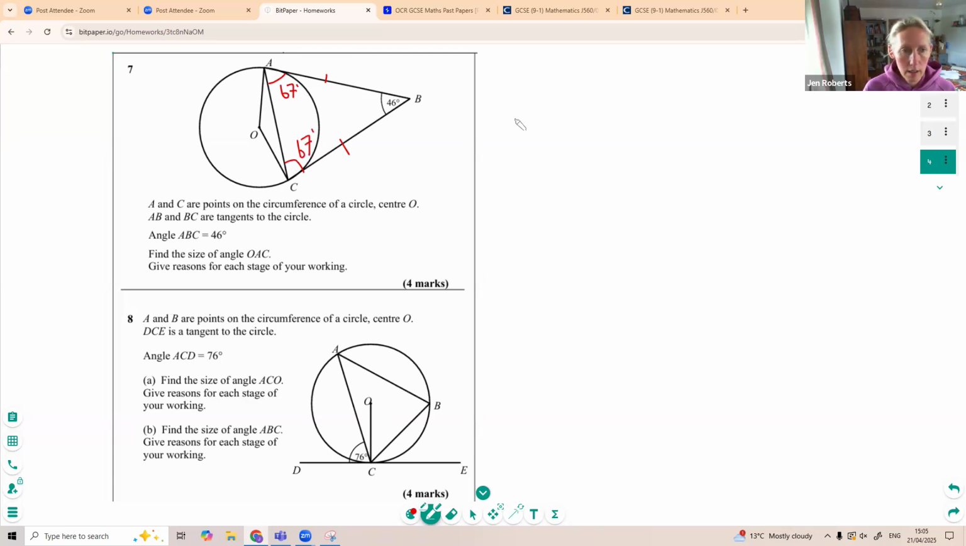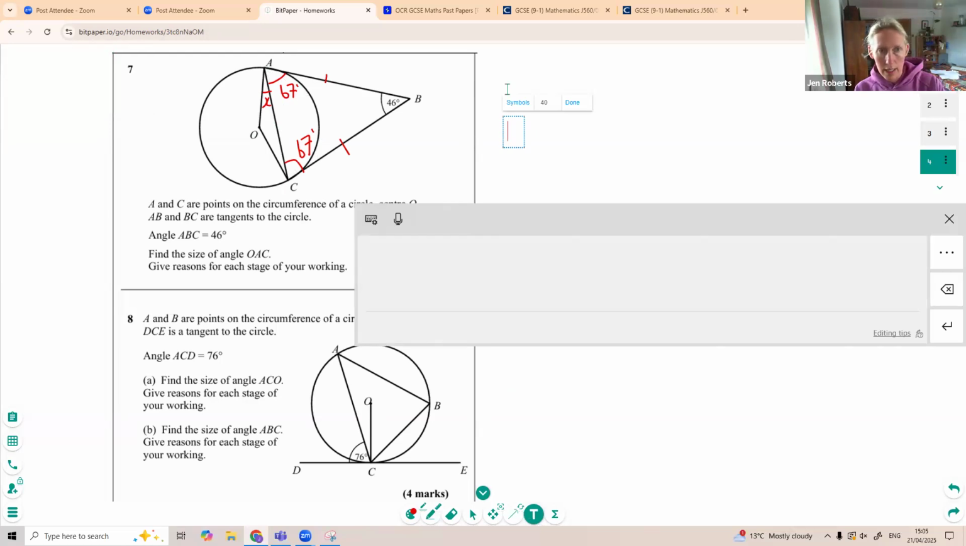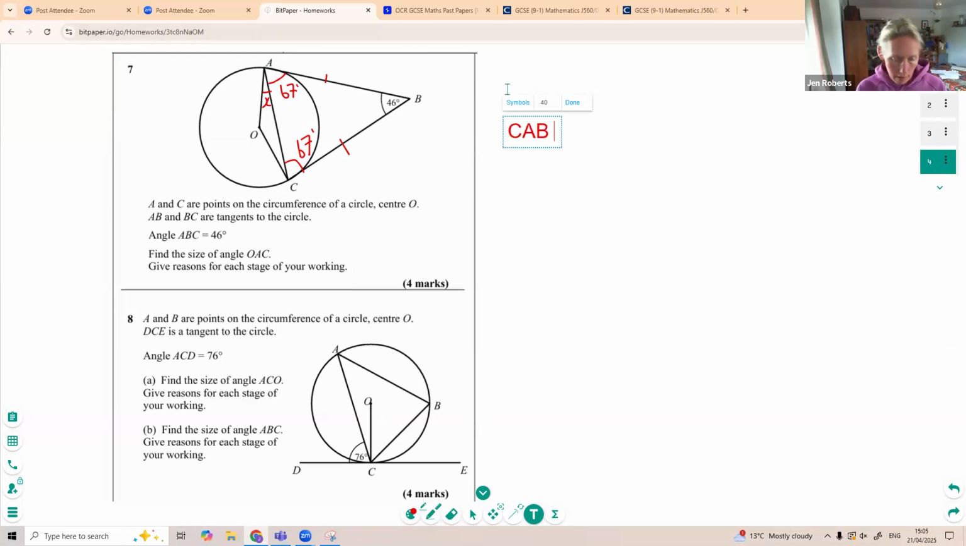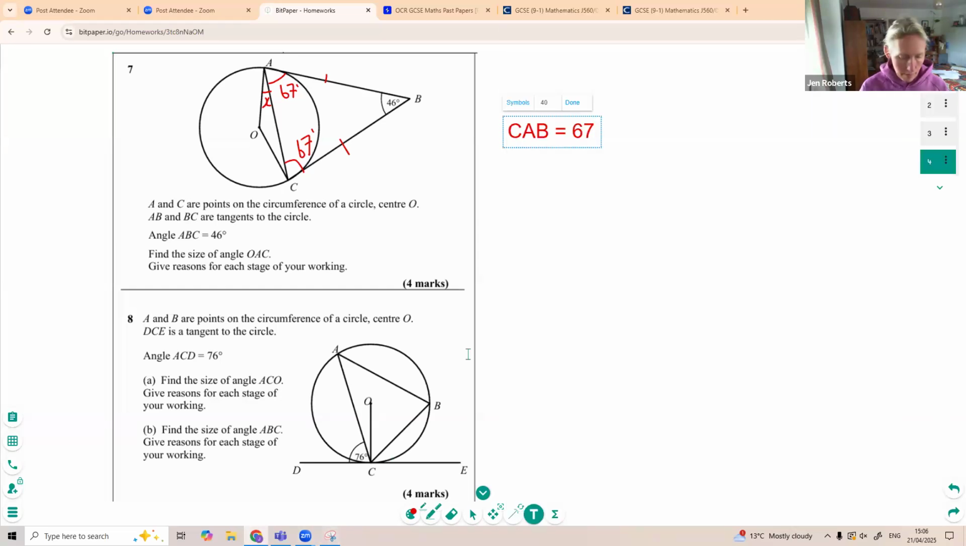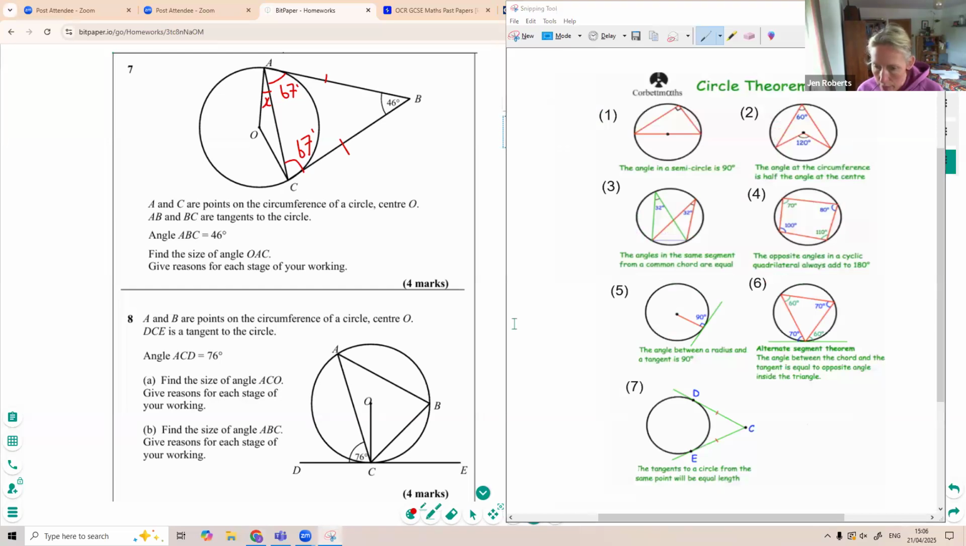So we want OAC eventually, so I'm going to put a little mark there and call it X. But I can say CAB is 67 degrees. And what's my reason? Two tangents to a circle from the same point will be equal length. So the tangents to a circle from the same point.